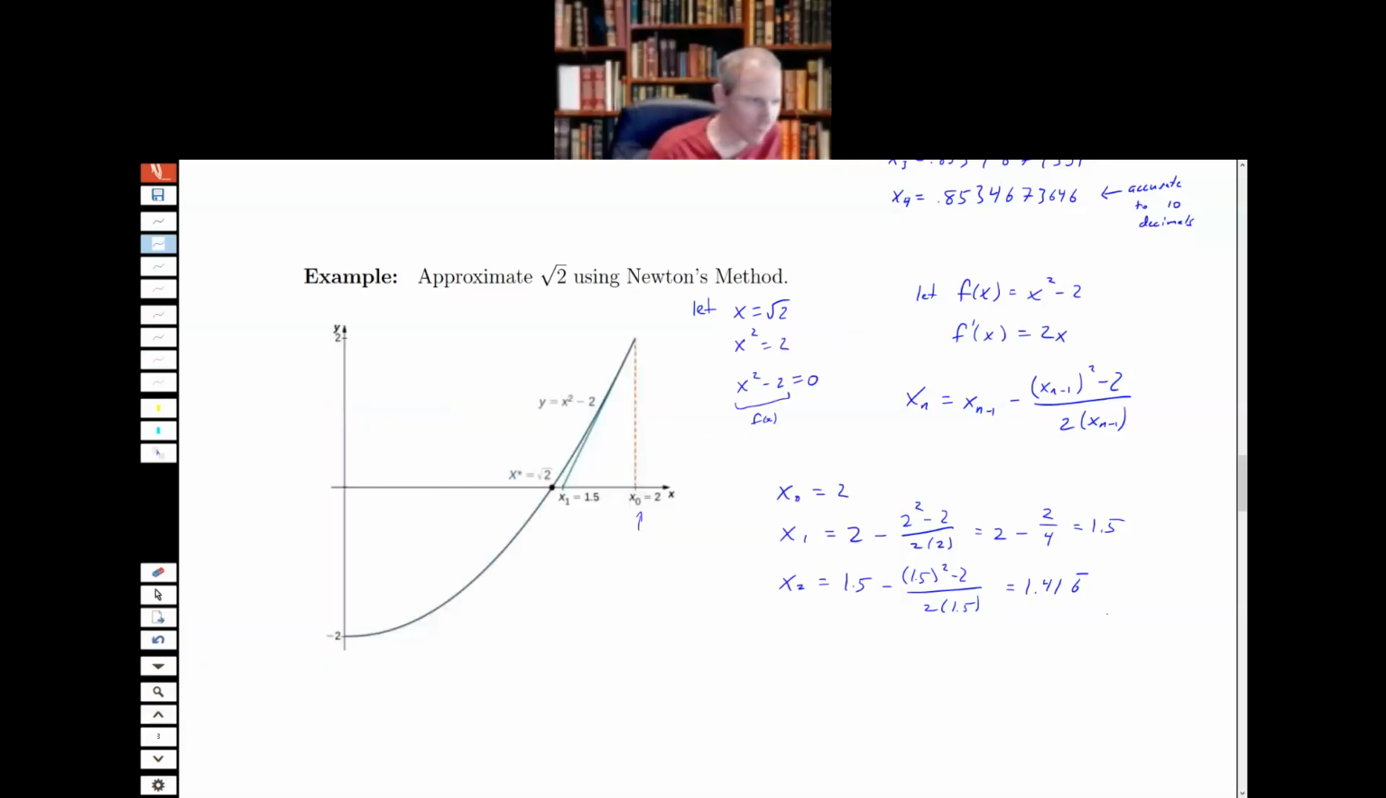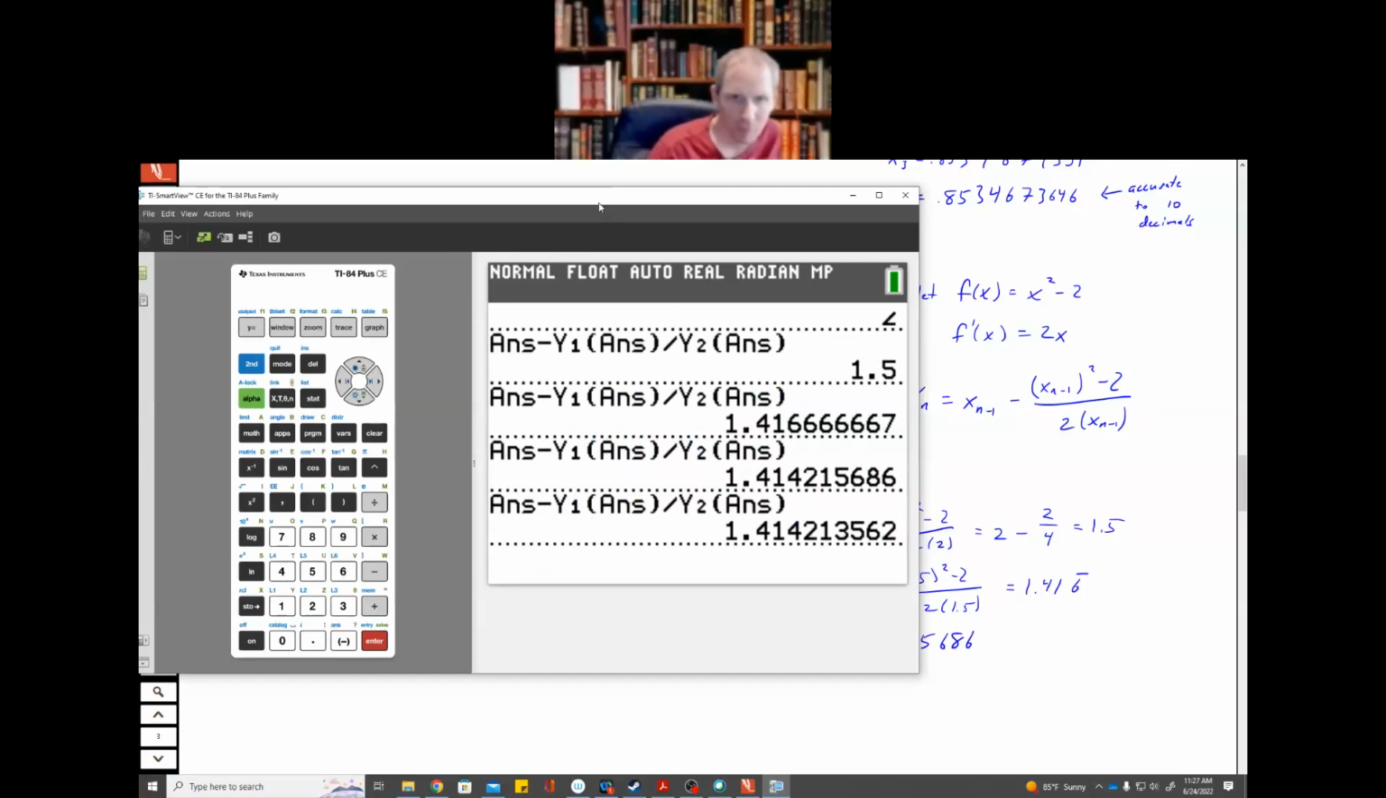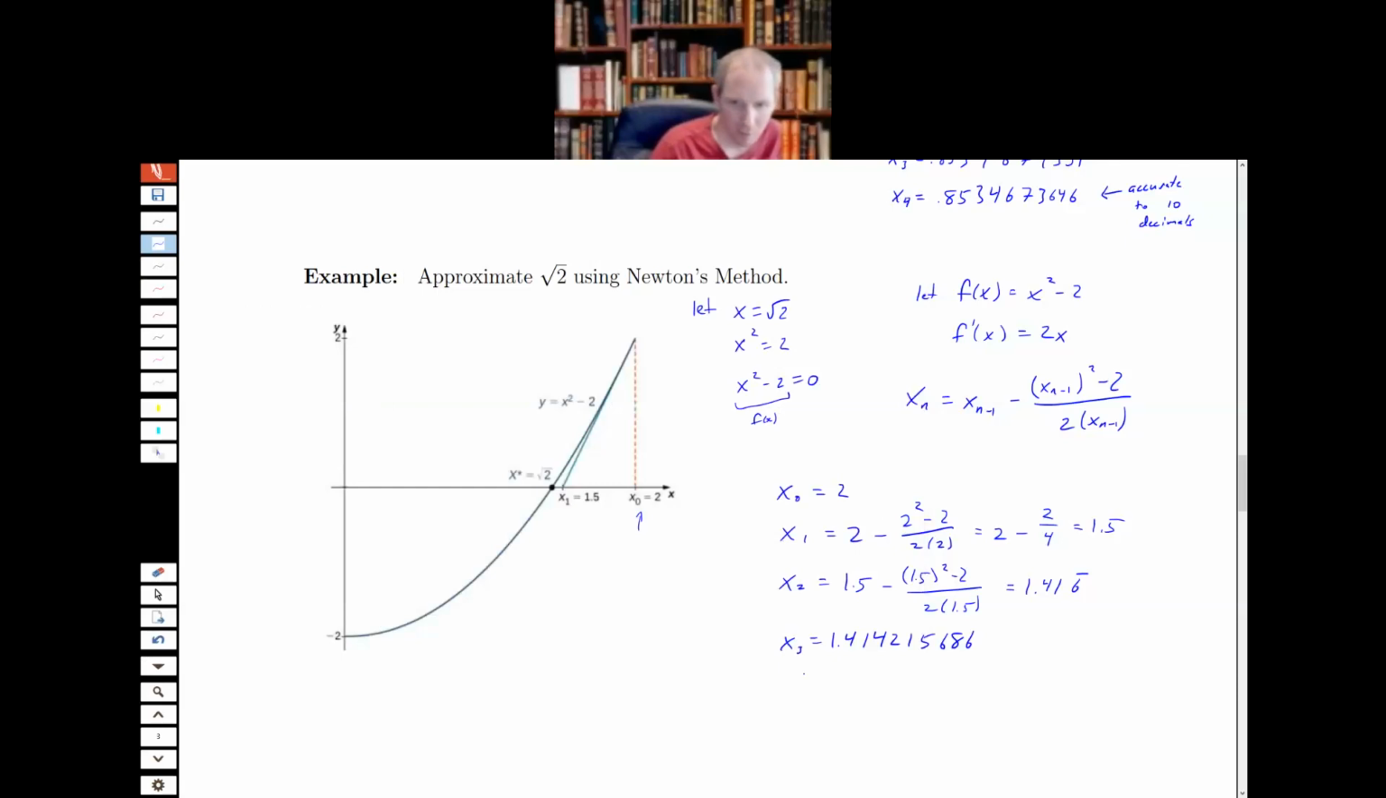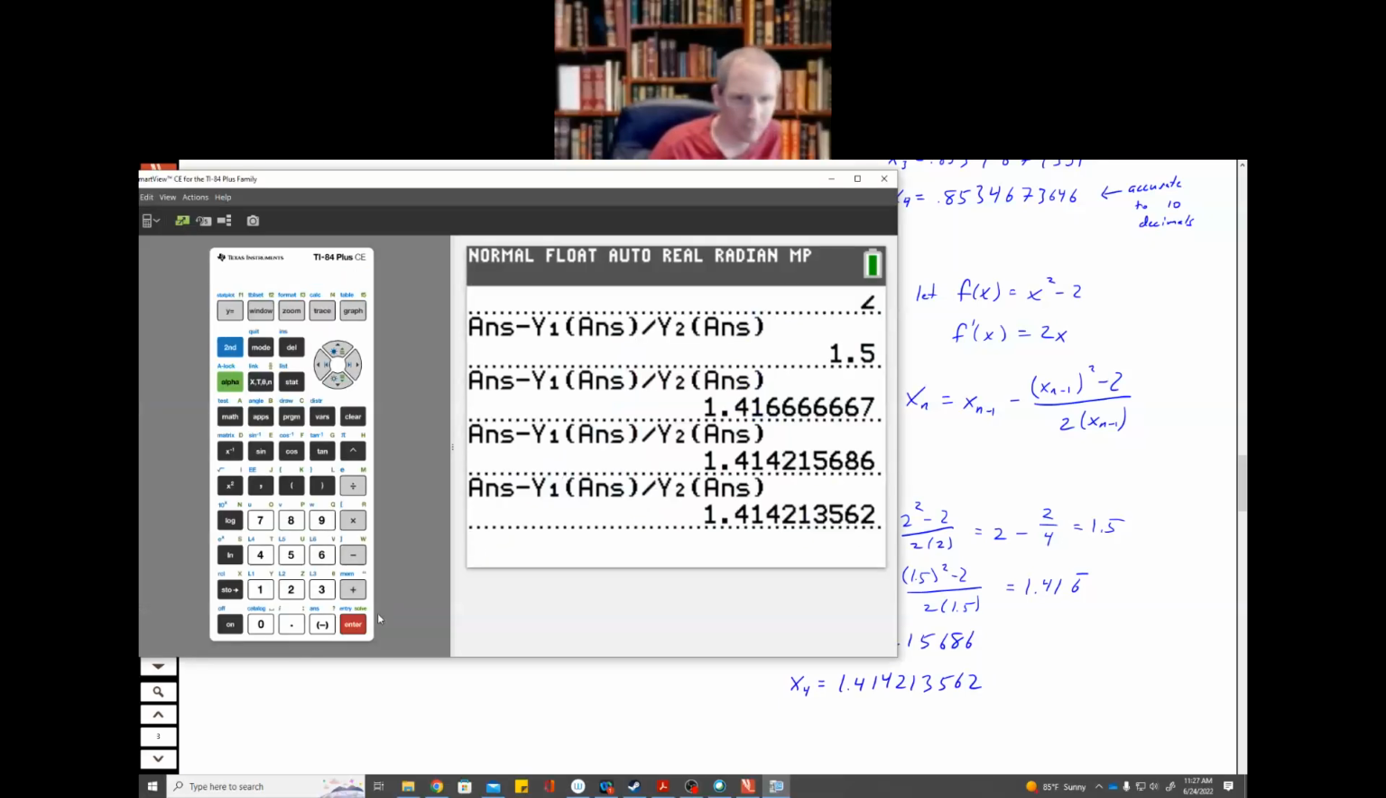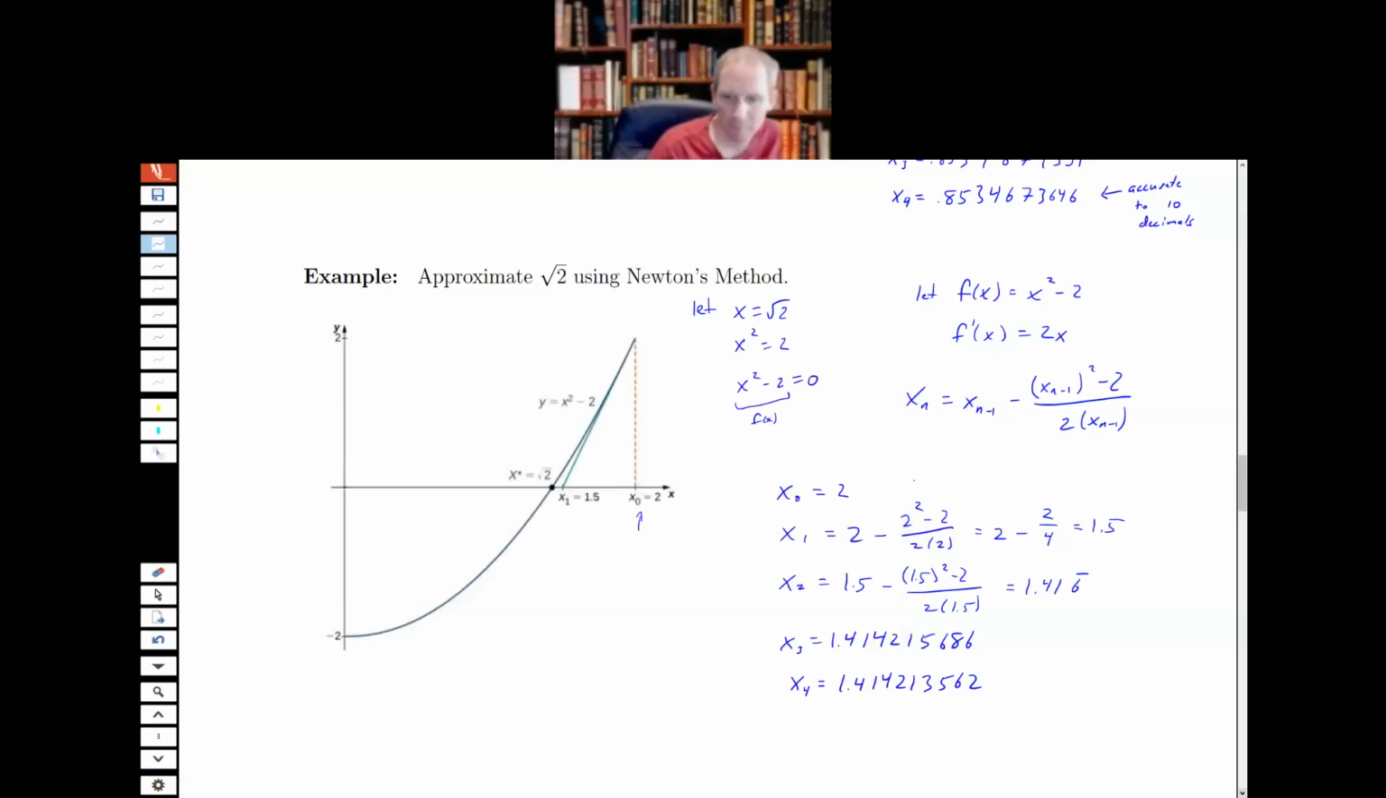Let me write this one down really quick. x3 is 1.414215686. Then x4 is 1.414213562. And the next step, the x5, is the same as x4, so no change means we're done. So this is accurate to, maybe only giving me 9 places here. I could have sworn we had 10 up above. Yeah, that's weird. Oh, because of the 1 in front.